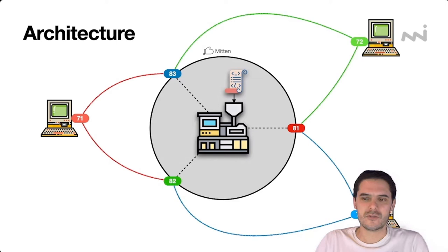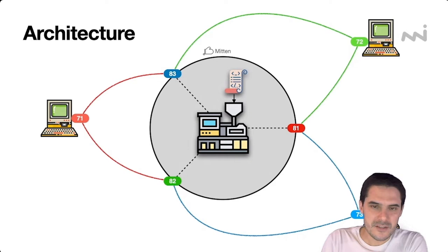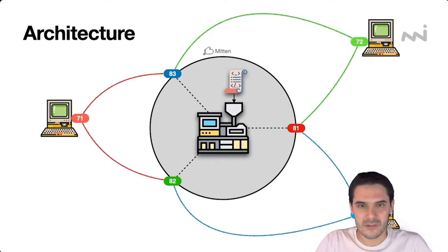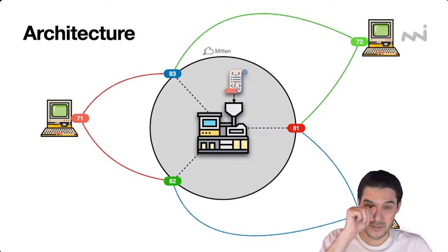The architecture of Mitten is the following one. In the middle you can see this big circle which represents Mitten. In the middle of this circle, there's this sort of factory which is fed a scroll, and this scroll stands for the scenario. So Mitten takes as input a scenario, and that's how the proxy works.